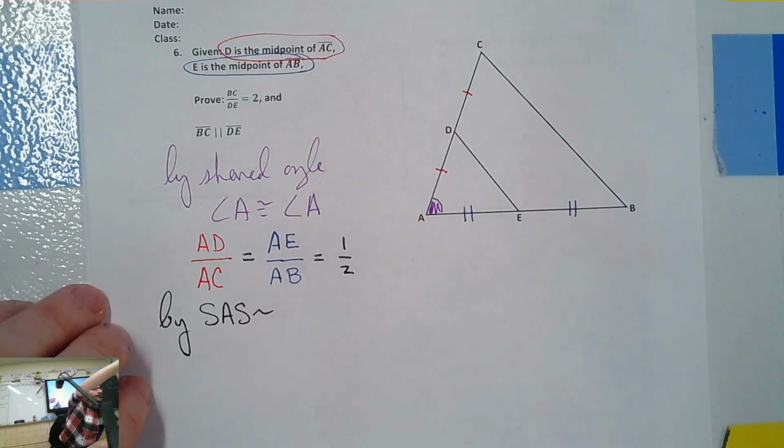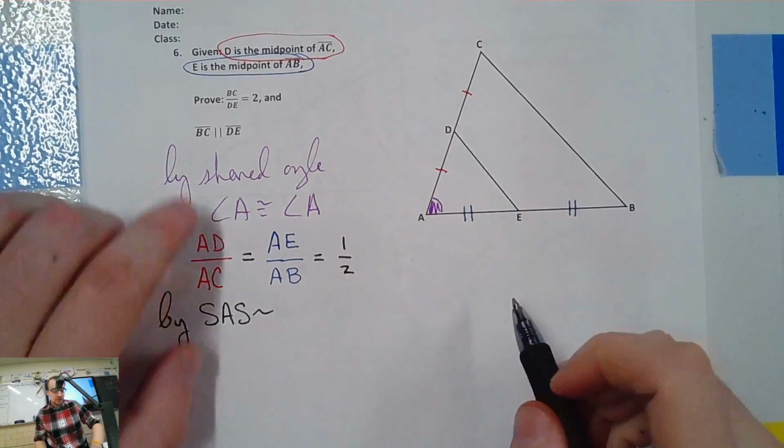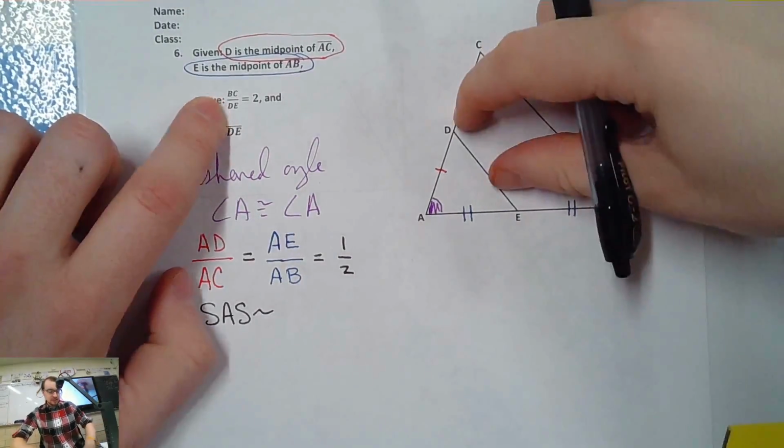I can't hear. Why don't you have to prove that they're similar? I need to prove they're similar because I'm interested in BC and DE. And notice I didn't get that.